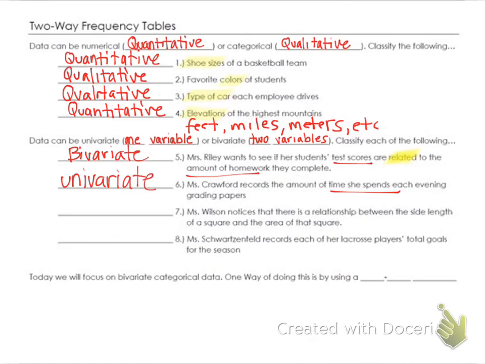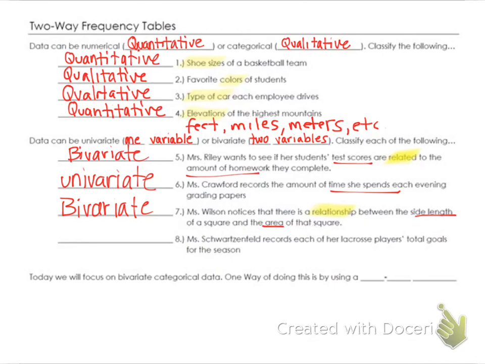Number 7, it says Ms. Wilson notices that there's a relationship between the side length of a square and the area of a square. So if we're talking about the relationship of something and its side length versus area, then we're comparing two things together. So that would be bivariate data, just like the first one. Bivariate.